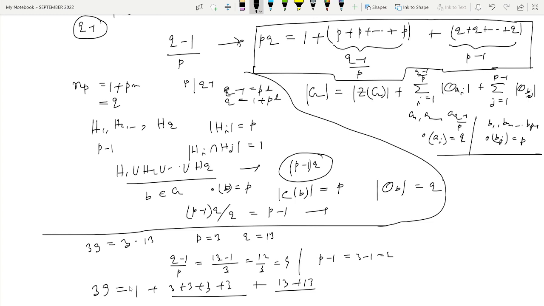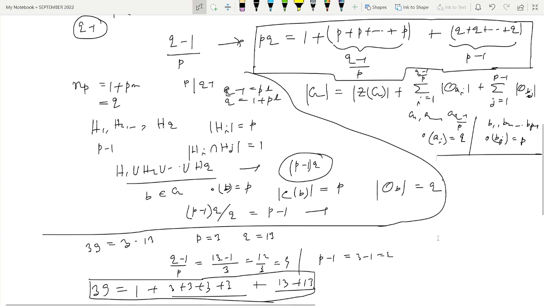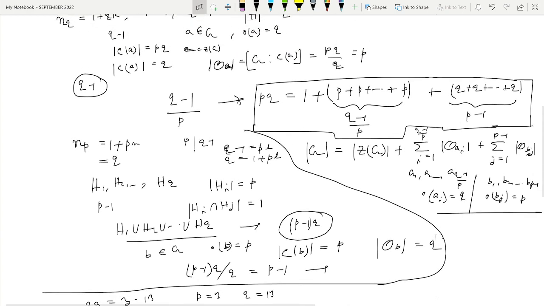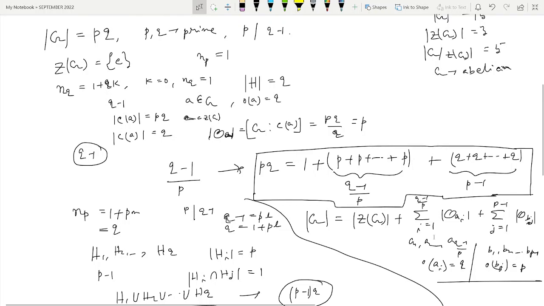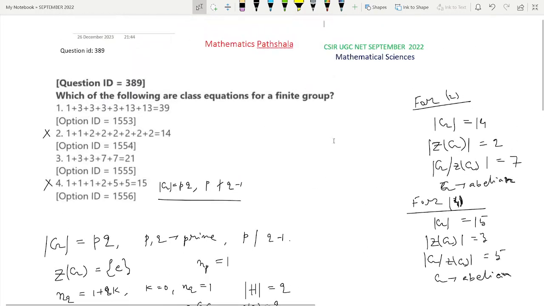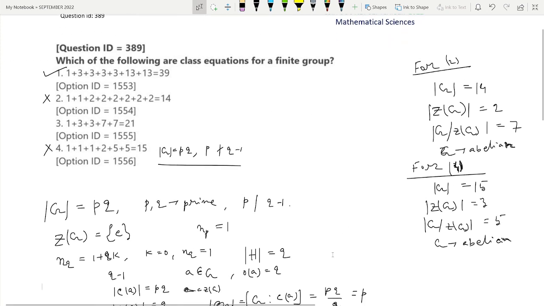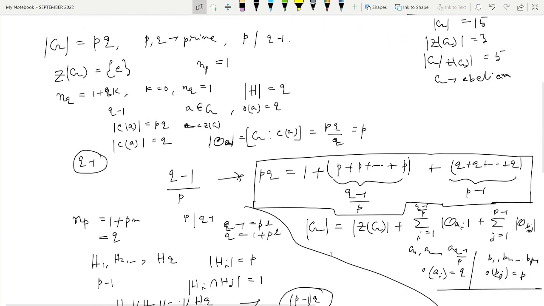So this is exactly the class equation of a group of order 39, that is 3 into 13. So option 1 is the correct option. And exactly in a similar manner, see option 3, 21.